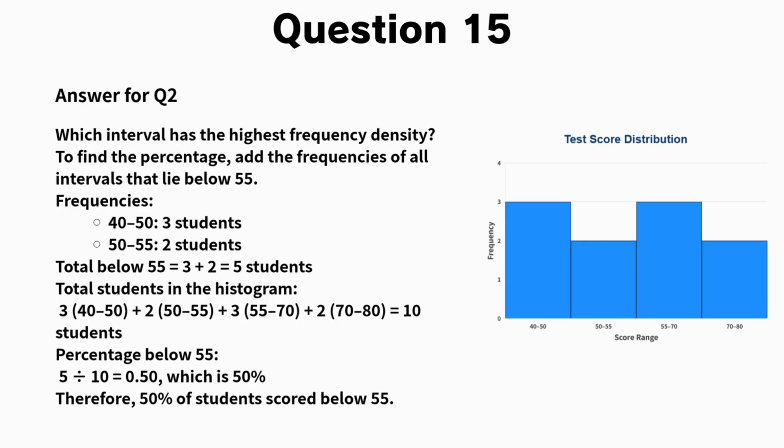Next, we need the total number of students in the histogram. Adding all frequencies, 3 for 40 to 50, plus 2 for 50 to 55, plus 3 for 55 to 70, plus 2 for 70 to 80. That's 10 students total. Finally, calculate the percentage. 5 students scored below 55 out of 10 total students. 5 divided by 10 equals 0.50, which is 50%. Therefore, 50% of students scored below 55. This means exactly half the class scored below this threshold, which will be important for answering the next question about the teacher's belief.